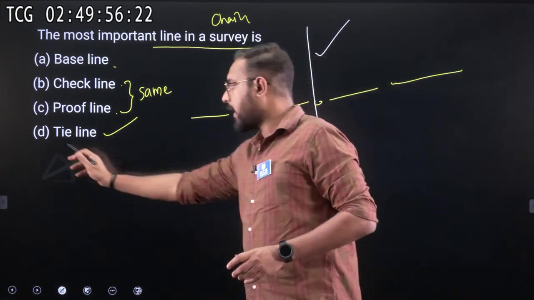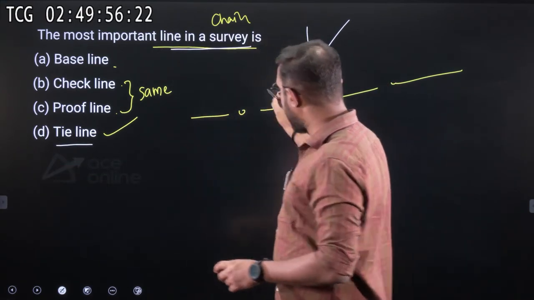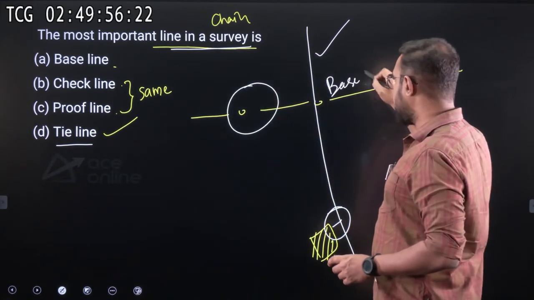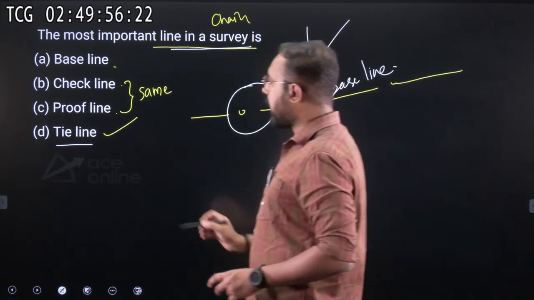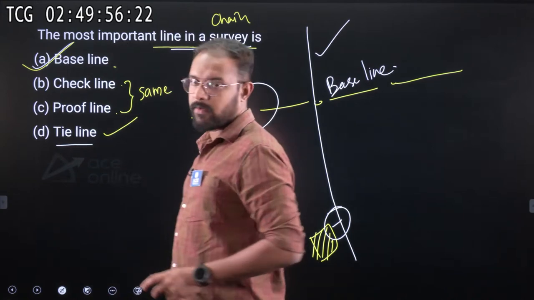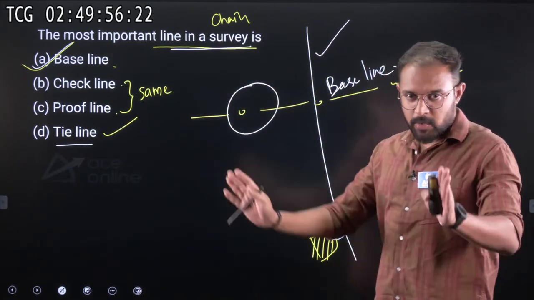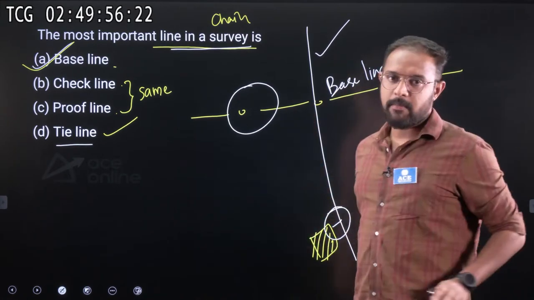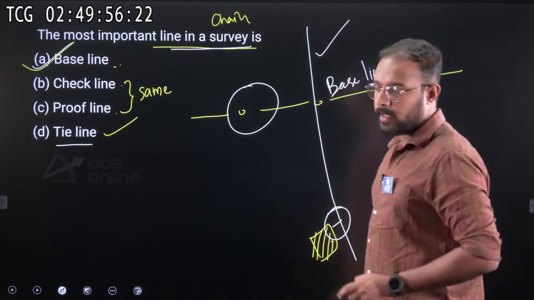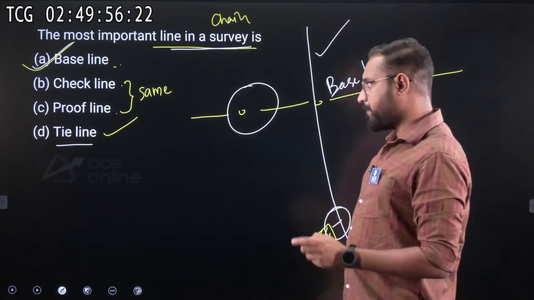Okay? What is that line? That line is tie line. What are they asking? The most important line. The most important line is this line, that is the actual chain line, which is nothing but the baseline. So baseline is the most important line in any survey, especially chain survey. Baseline is also known as the backbone line. Backbone is very important. So that same principle: backbone line or baseline is the most important. Always remember, longest line is taken as the baseline.